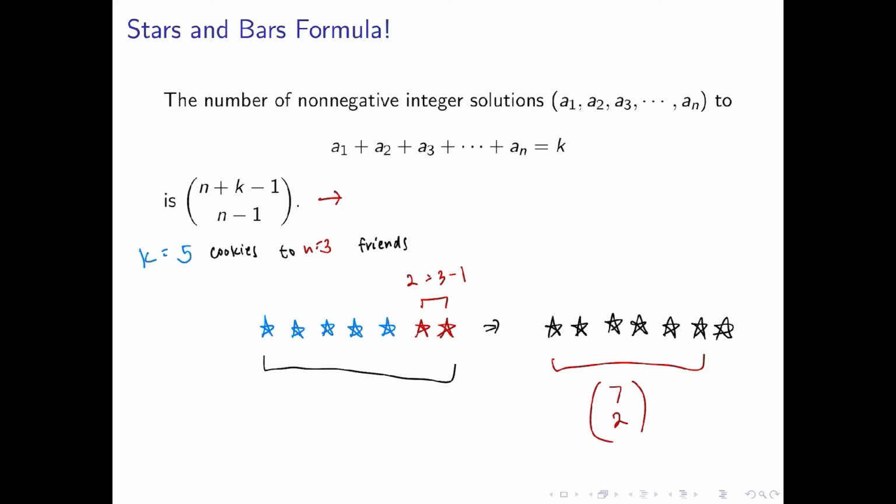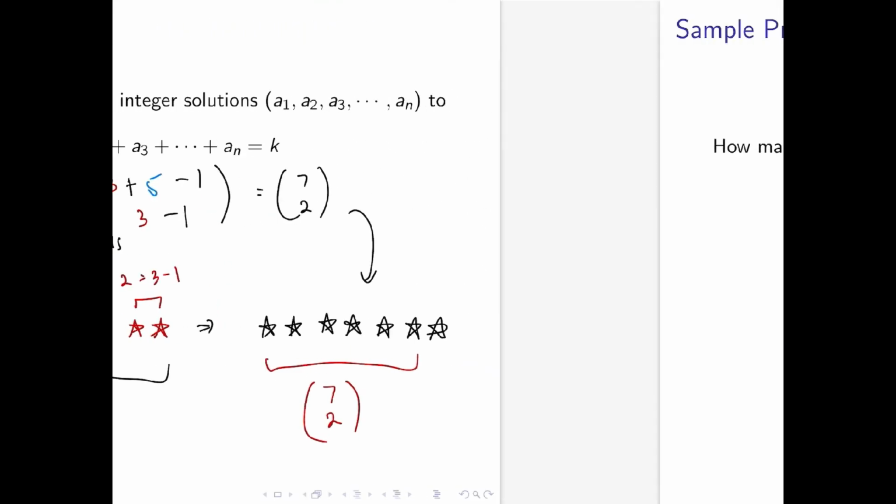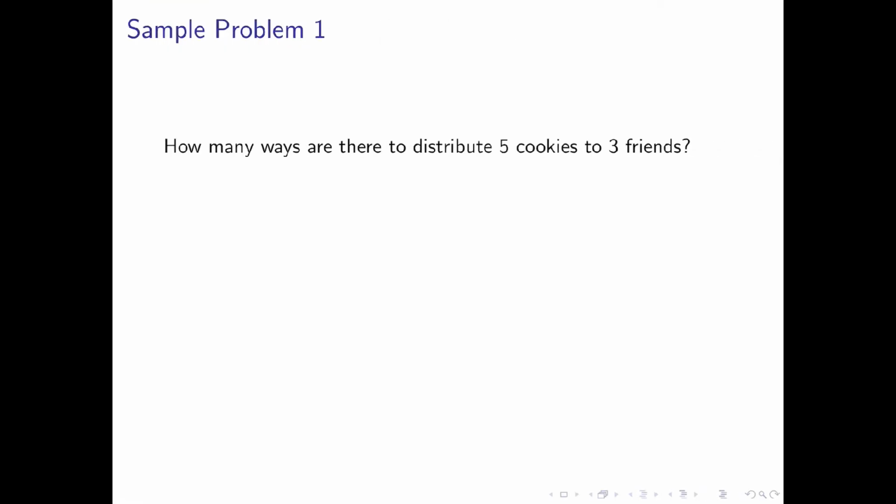Substituting into the formula, it's going to be 3 plus 5 minus 1, choose 3 minus 1. And you see it's exactly the same as 7 choose 2 based on our logic here. You could experiment with other numbers, and the logic would be essentially the same. So that's how we make sense of the stars and bars formula. All formulas have a reason, there are proofs and derivations behind them. Okay? So let's go to sample problem 1, which we just did.